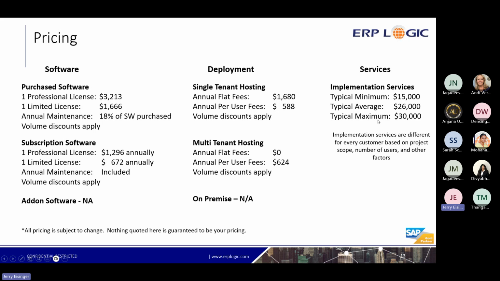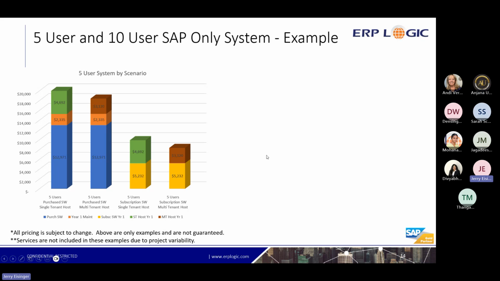But this again, the maximum would be for customers with many users and some complex things going on. But every customer is different, and we'd have to basically go through our sales cycle, through our discovery process to really determine what the services would be. So those numbers are really just to give you a rough idea. Okay. So moving on, again, what we're trying to do today is not give you exact numbers, but to give you an idea of what something would cost.